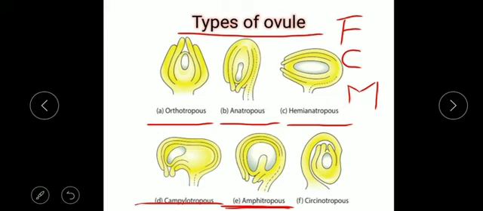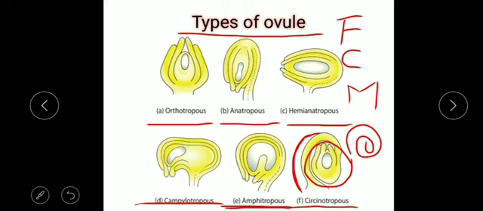And the last one is circinotropous. It's the easiest to remember because circino means circinate, like curled or rolling like a snake. Just imagine that I am pushing this funicle so that the body of the ovule has bent completely inwardly. Like a snake they have been curled, which is called circinate. So it is called a circinotropous ovule.